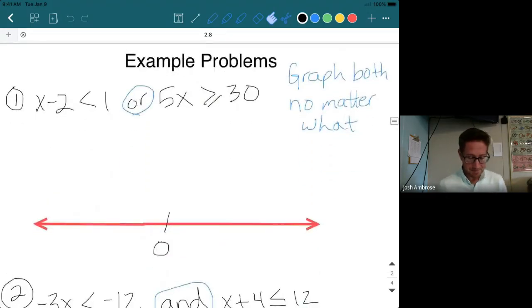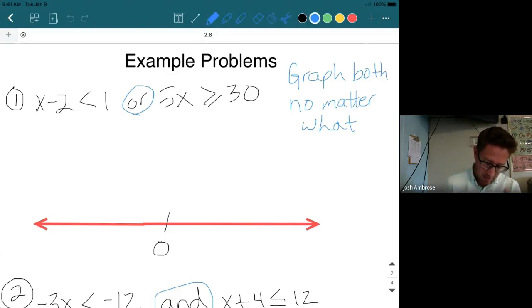Here we go. Okay, so the first one we have here, I've kind of started to tell you the important parts. I circled the word or. That's very important. So the note off to the sides means you are graphing both parts no matter what. Okay, and you'll understand what I mean by no matter what here very soon. So the first step, you have two parts. Let's get the two answers to those two parts.